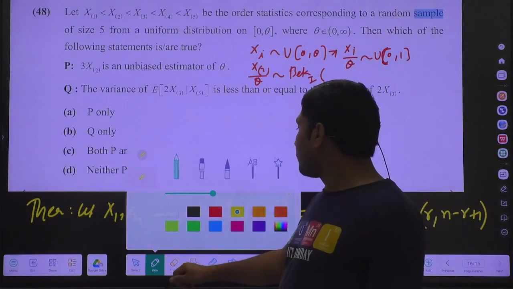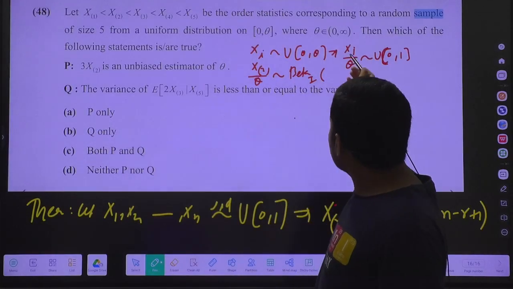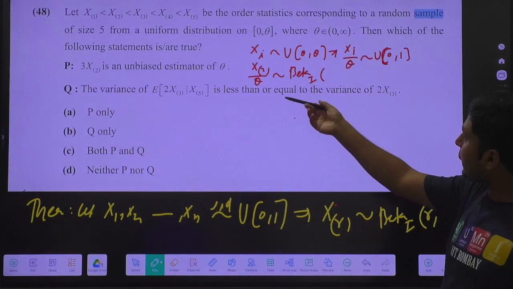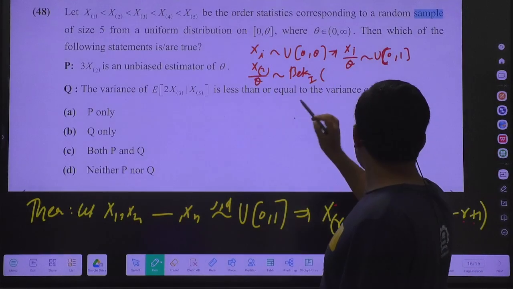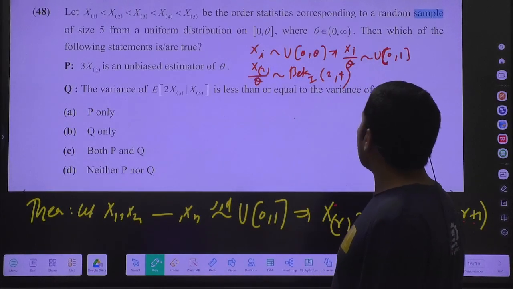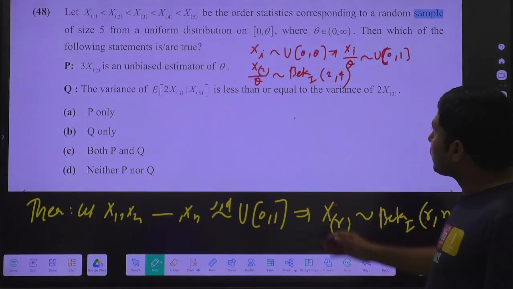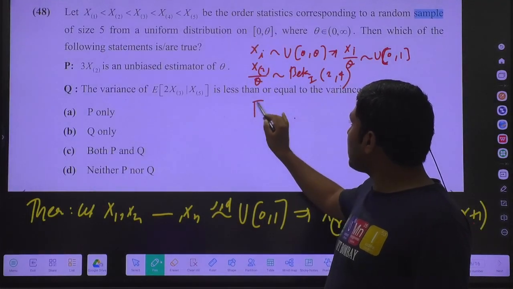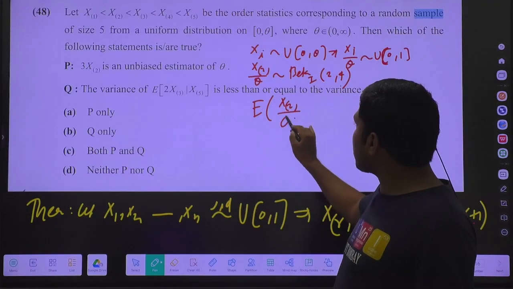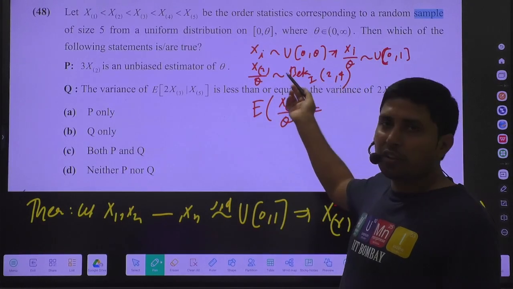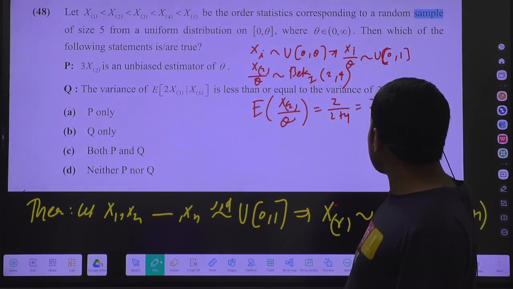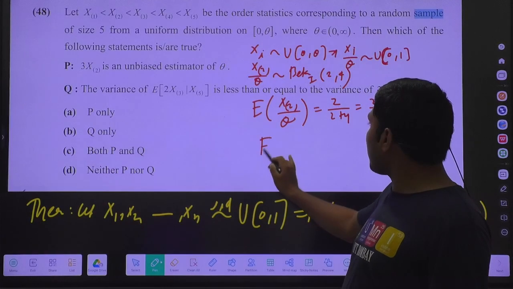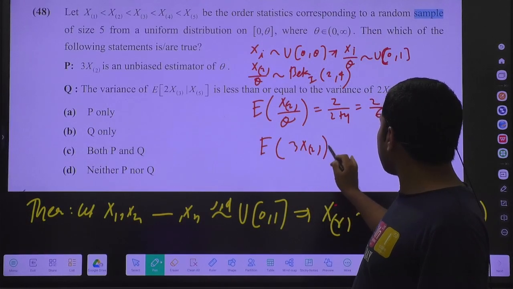So this is uniform 0 1. The second order statistic will be 2 comma 5 minus 2 plus 1. 5 minus 2 is 3, plus 1 is 4. So it's beta 2 comma 4. Now you can easily find the expectation of the second order statistic divided by theta. The mean of beta is 2 upon 2 plus 4, so 2 by 6, which is 1 by 3. If you cross multiply, 3 times the expectation will be theta.